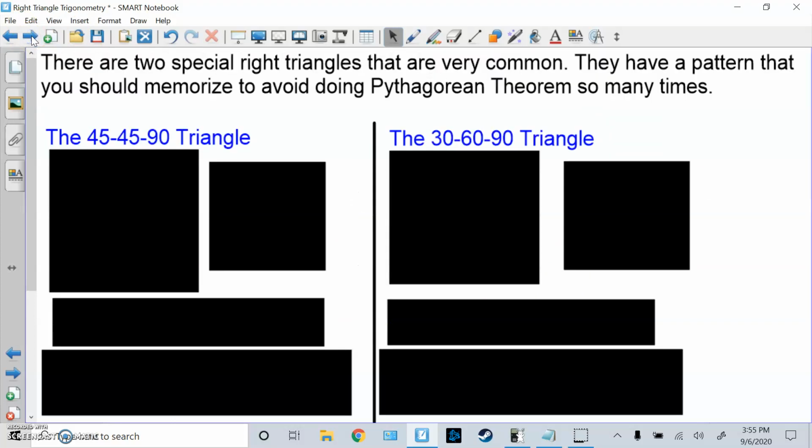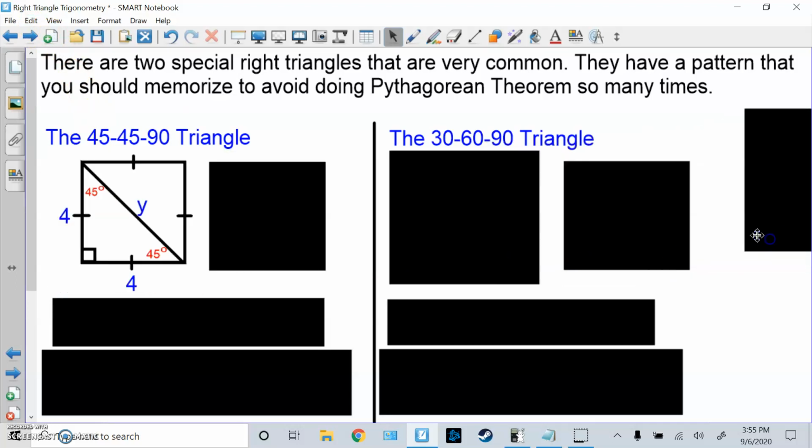Alright, there are two special right triangles that are very common. They have a pattern that you should memorize to avoid doing the Pythagorean theorem so many times. The 45, 45, 90 triangle comes from cutting a square in half. Hopefully I know a square has all 90-degree angles and all sides are the same. So this is 45, 45, 90.